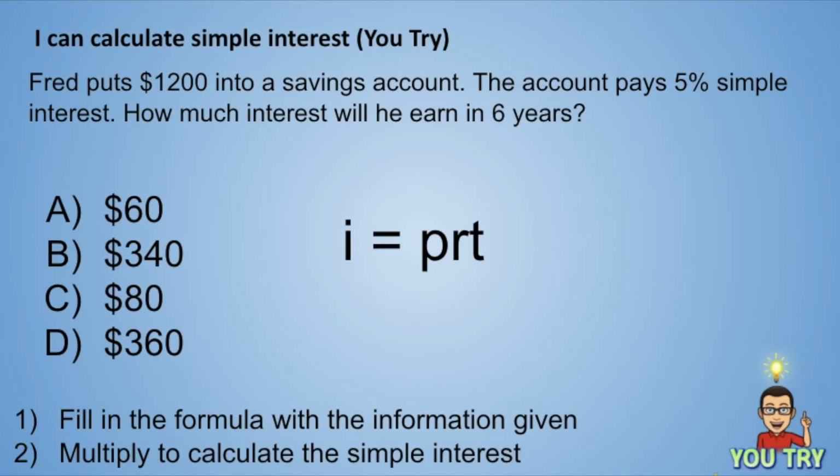Now it is your turn to try a problem. This problem reads, Fred puts $1,200 into a savings account. The account pays 5% simple interest. How much interest will he earn in 6 years? I recommend you pause the video, use the formula to help you solve, and resume it when you're ready to see if your answer is correct.